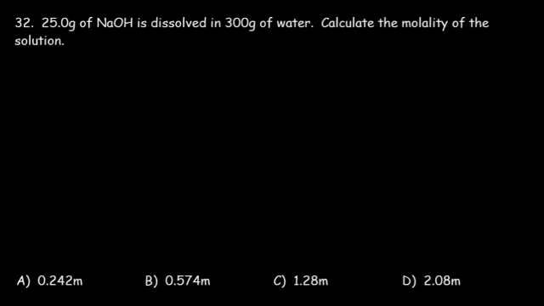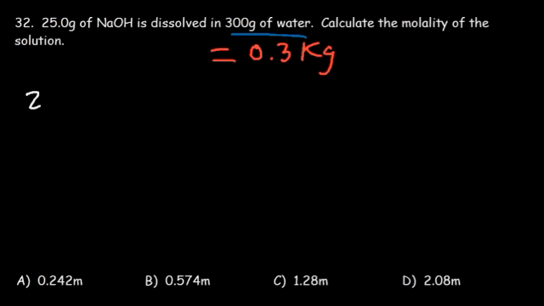So let's find the moles of solute and let's divide it by the kilograms of solvent. Water is a solvent. It dissolves the sodium hydroxide. And we have 300 grams of water. So how many kilograms is that? To convert grams into kilograms, you could divide by 1,000 or move the decimal 3 units to the right. So 300 grams is about 0.3 kilograms.